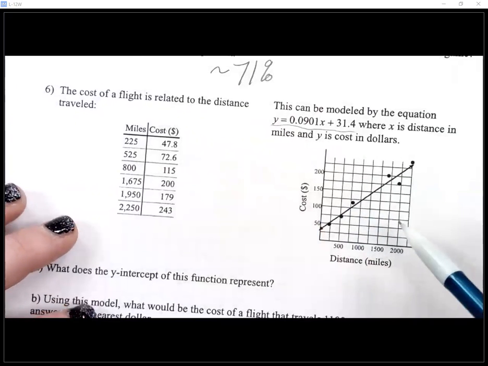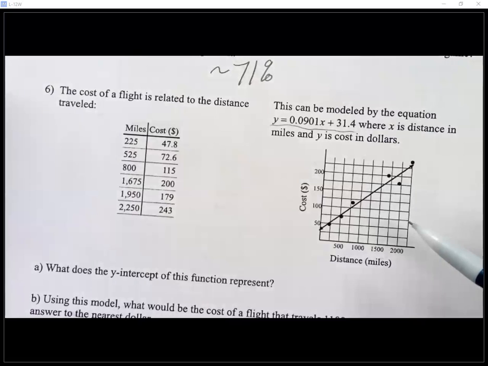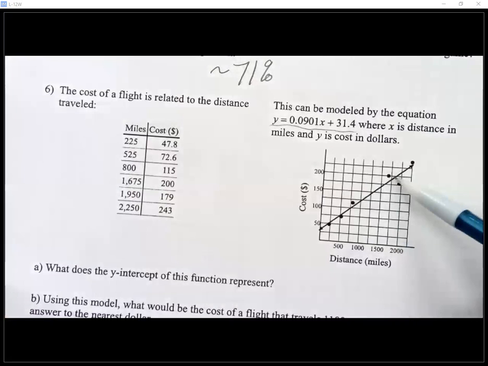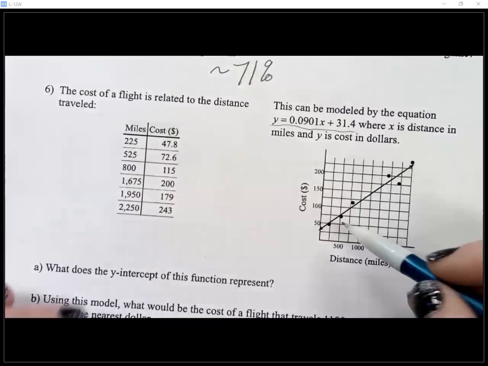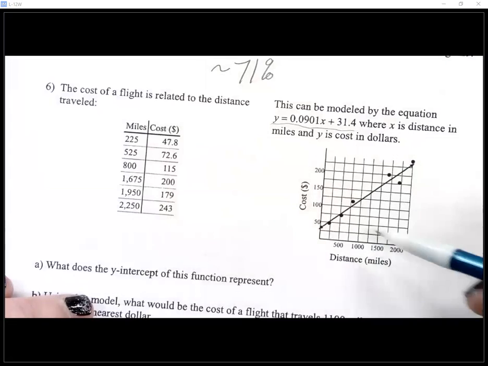Okay, so doesn't this make sense, right? The further you fly, the more money the trip is going to cost you, right? I don't think these dollar amounts are quite accurate because it costs an awful lot more money than $200 to go 1,700 miles. I don't think so. But anyway, they do go up together, right? So you can imagine the further I'm going, the more money it's going to cost me in my plane fare.